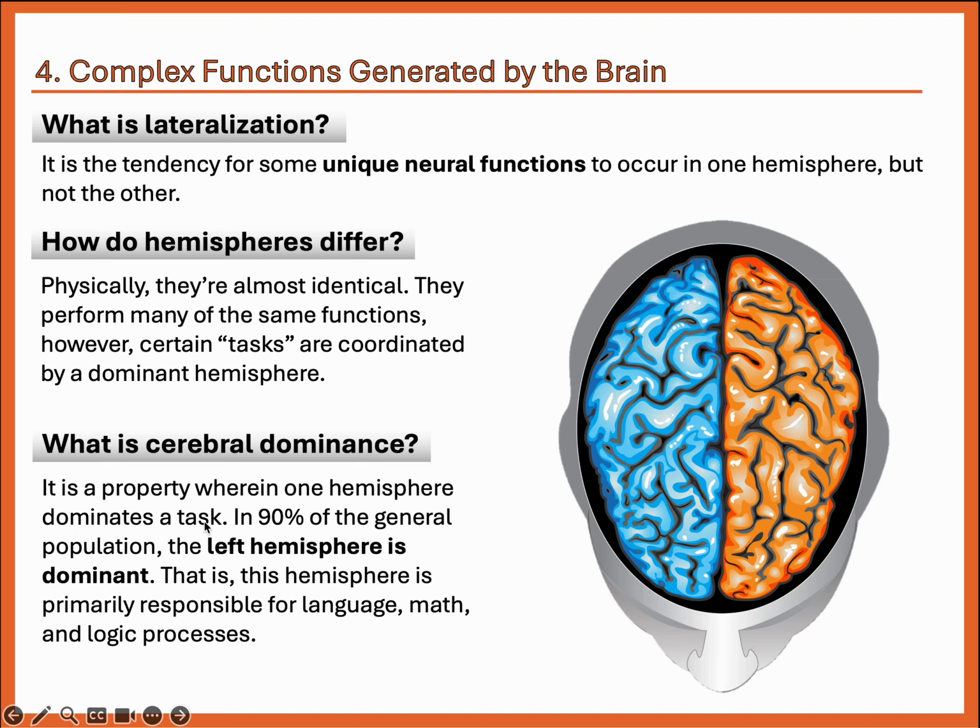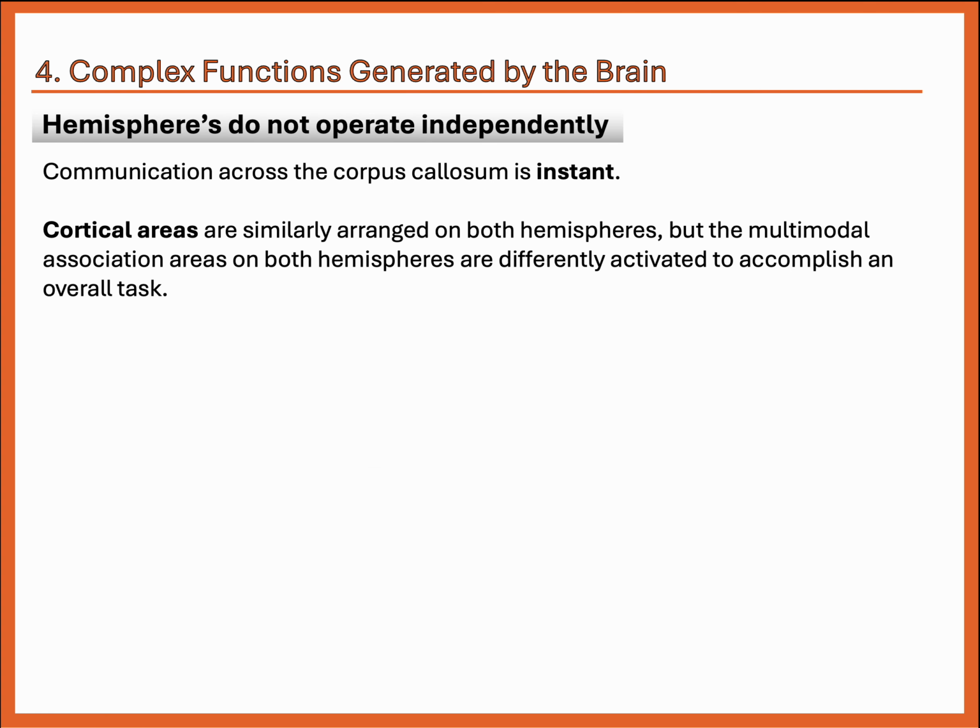For example, most people, 90% of the population, are right-handed, meaning that their left hemisphere is the dominant one. Remember, things always cross to the other side. So 90% of us have a dominant left hemisphere because we are right-handed. The other 10% are right hemisphere dominant, okay? This hemisphere is primarily responsible for things like language, math, and logic. These are three things that really are only on one of the hemispheres.